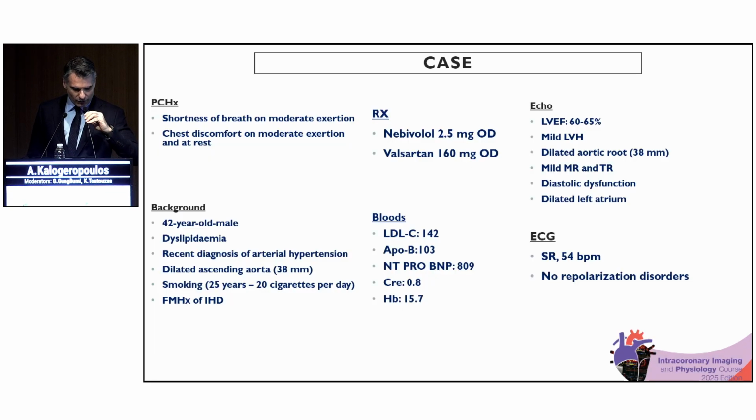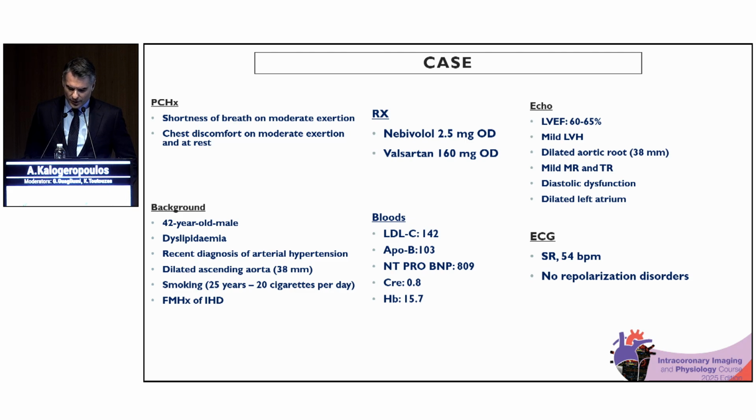So this is a case of a 40-year-old male, a young gentleman, with symptoms of shortness of breath on moderate exertion, some chest discomfort as well, on exertion but also at rest. He has a background of recently diagnosed dyslipidemia and arterial hypertension, for which he started some medication: nebivolol 2.5 milligrams OD, valsartan 160 milligrams OD. He's a heavy smoker, about 25 years, 20 cigarettes per day, but also has a strong family history of ischemic heart disease. His father had a heart attack at the age of 48.